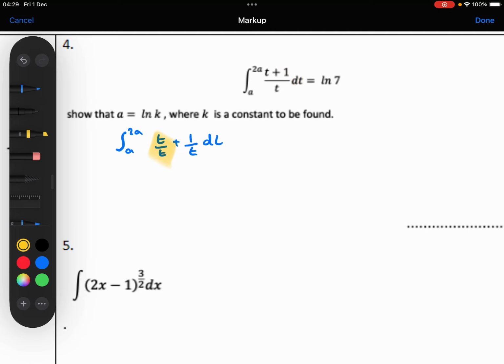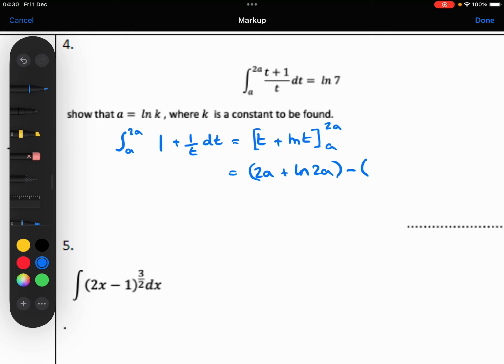Well, t divided by t is just going to be 1. So let's simplify that. And now both of these are going to integrate easily. The 1 will integrate to be t. The 1 over t will integrate to be ln t. And I can substitute my limits in. So substituting the 2a in first, we'll get 2a plus ln 2a.